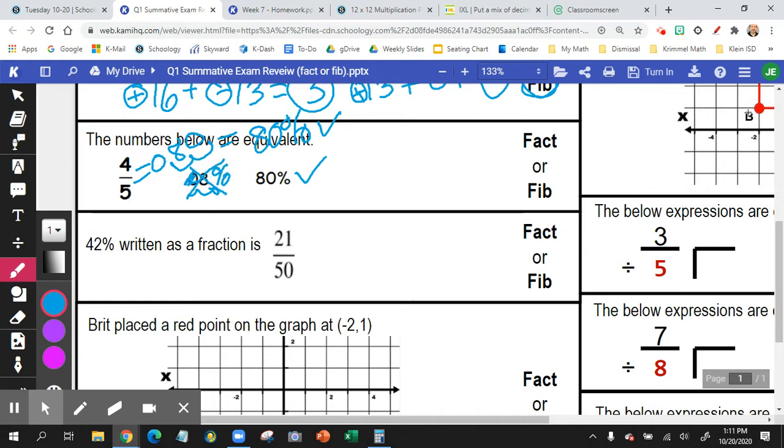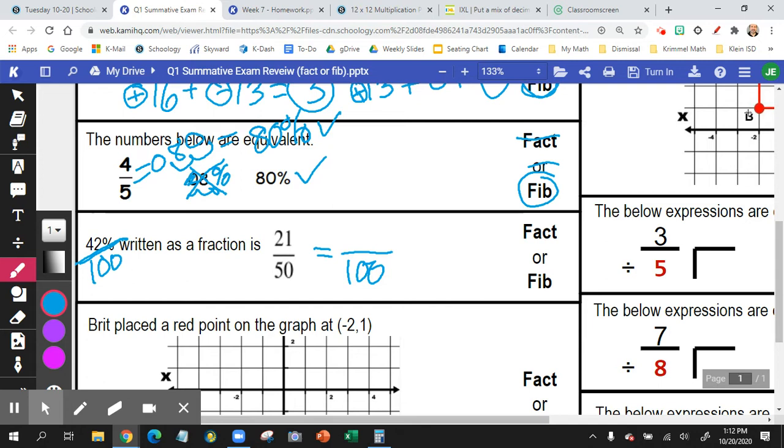8% and 80% are not going to be the same thing. So this is also a fib. 42% written as a fraction. 42%, the percent takes both of these little zeros here, and then we make a fraction out of it. So 42% means 42 out of 100. So we need to check and see, is this fraction the same as 42 out of 100?